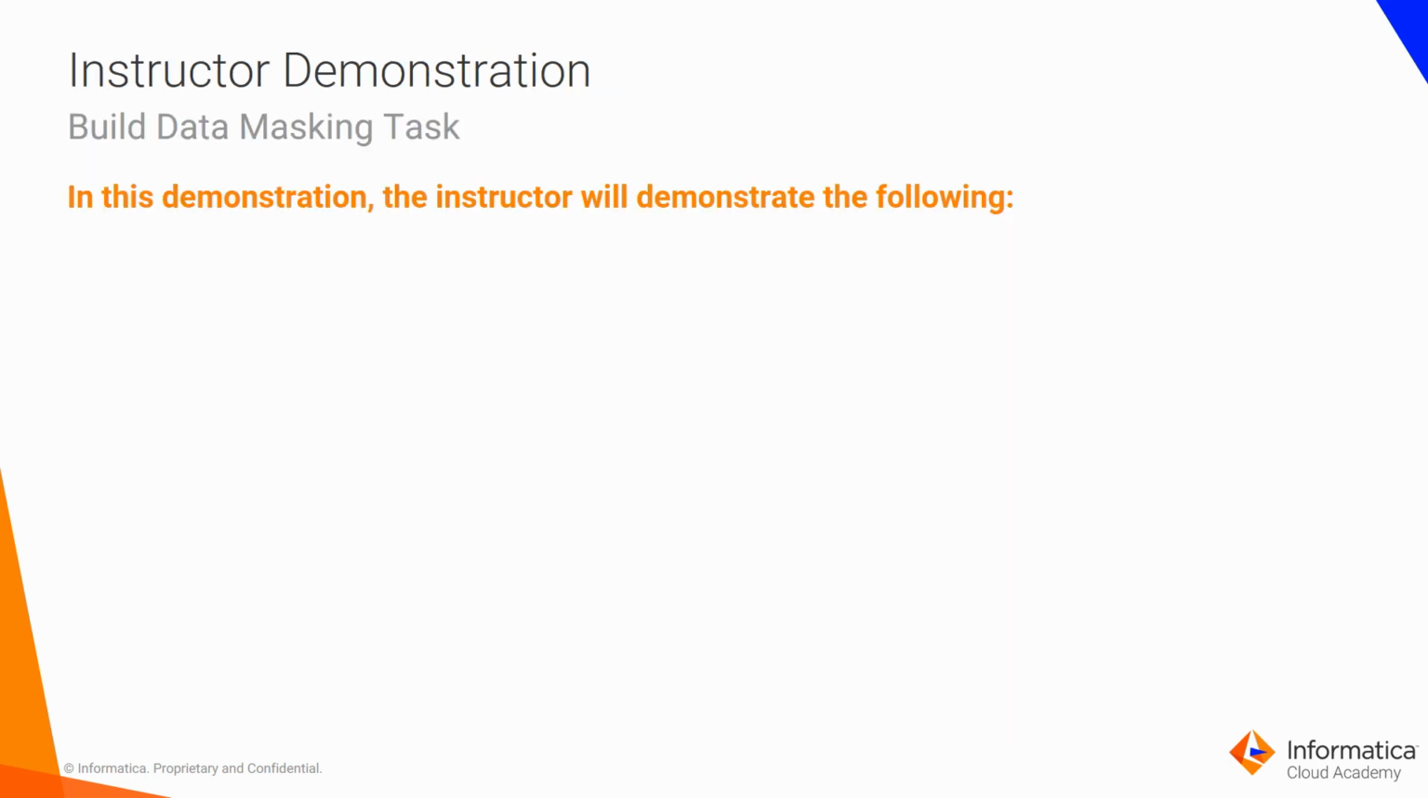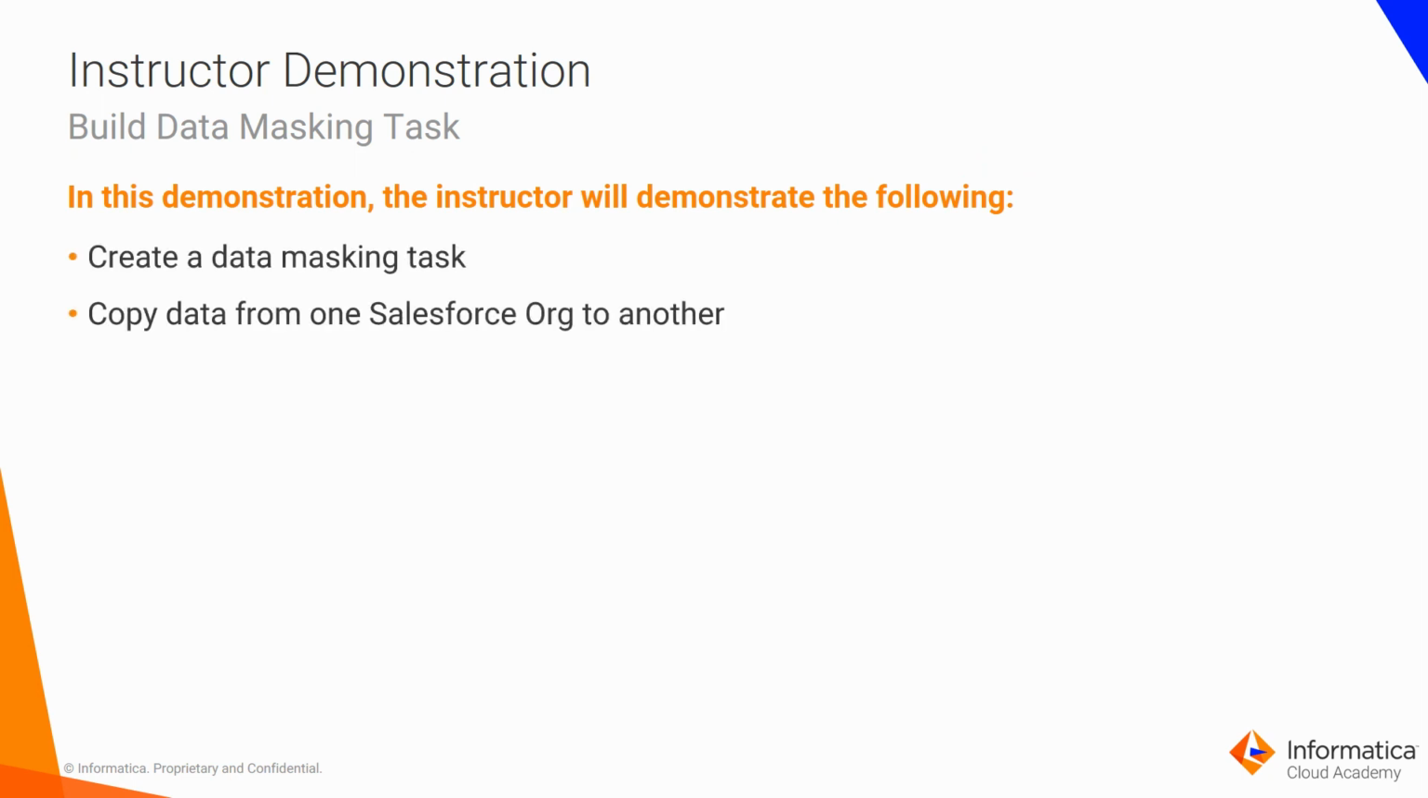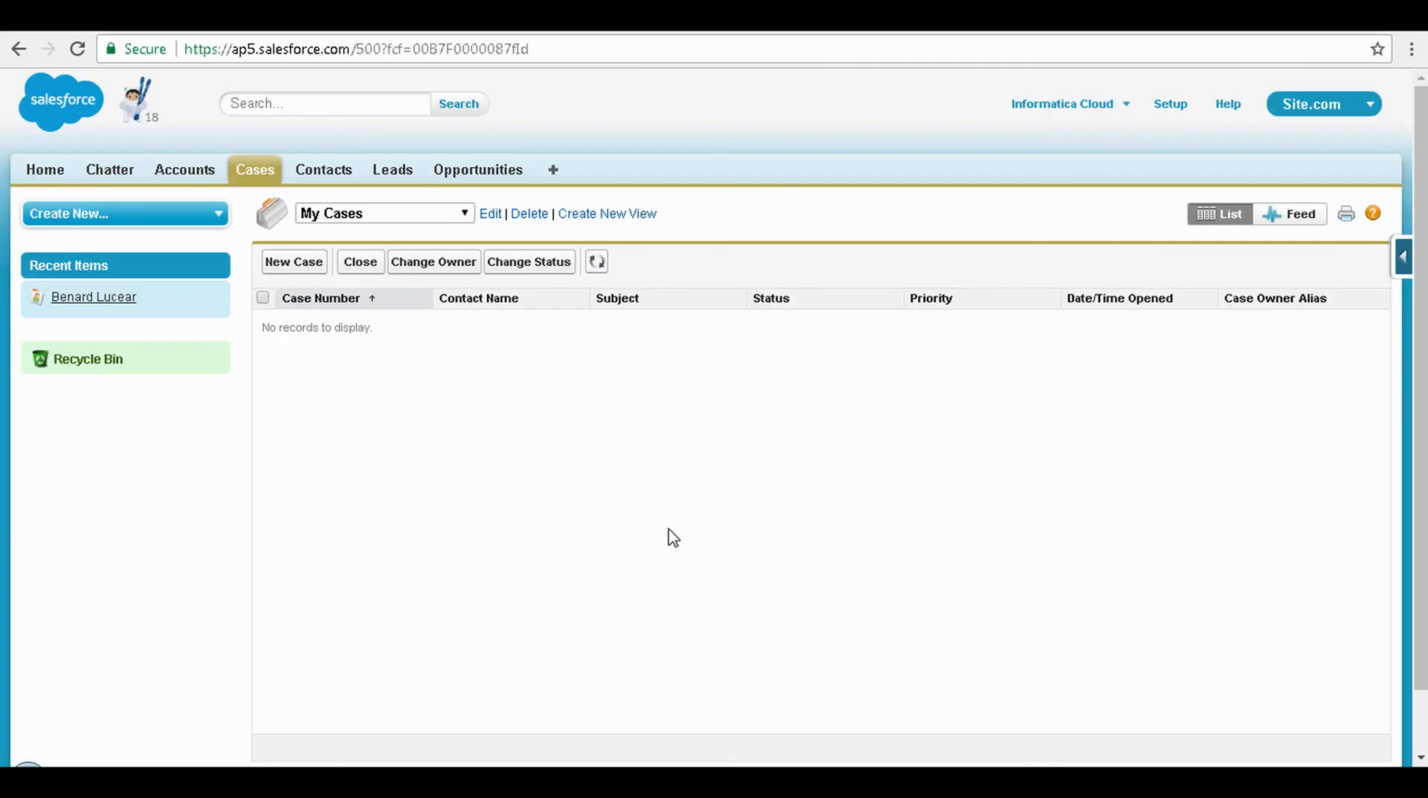I will now demonstrate how to create a data masking task, copying data from one Salesforce org over to another, masking sensitive fields in the transfer. In this demo, I will demonstrate creating a masking task. I will copy over some data from the production Salesforce org over to a development org for testing.